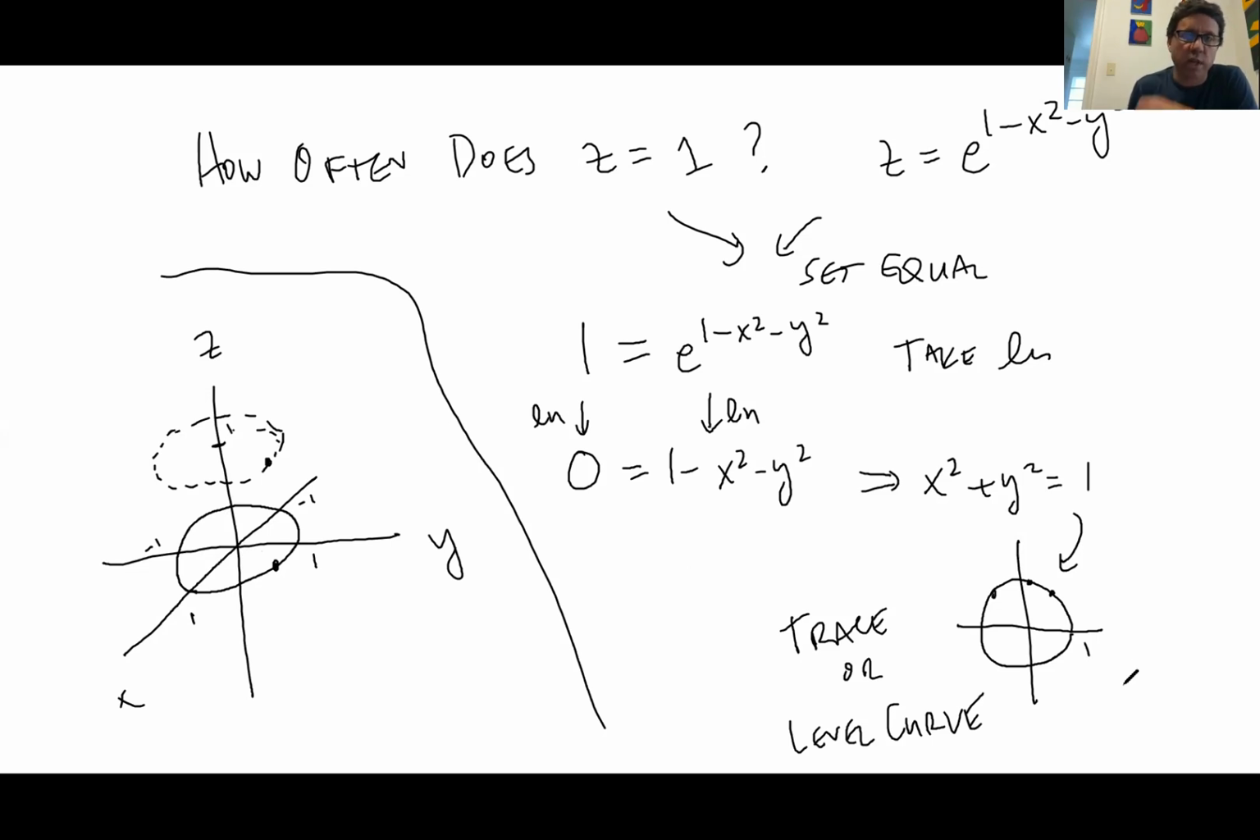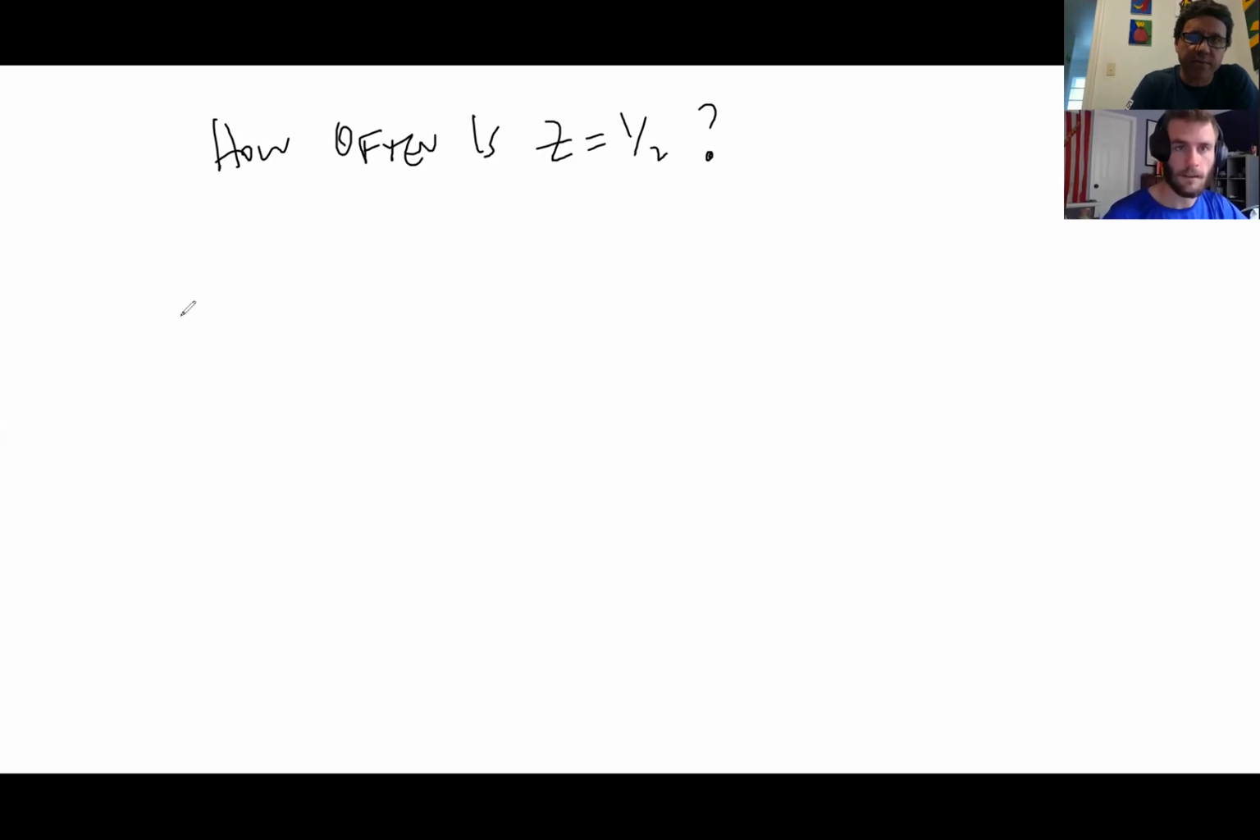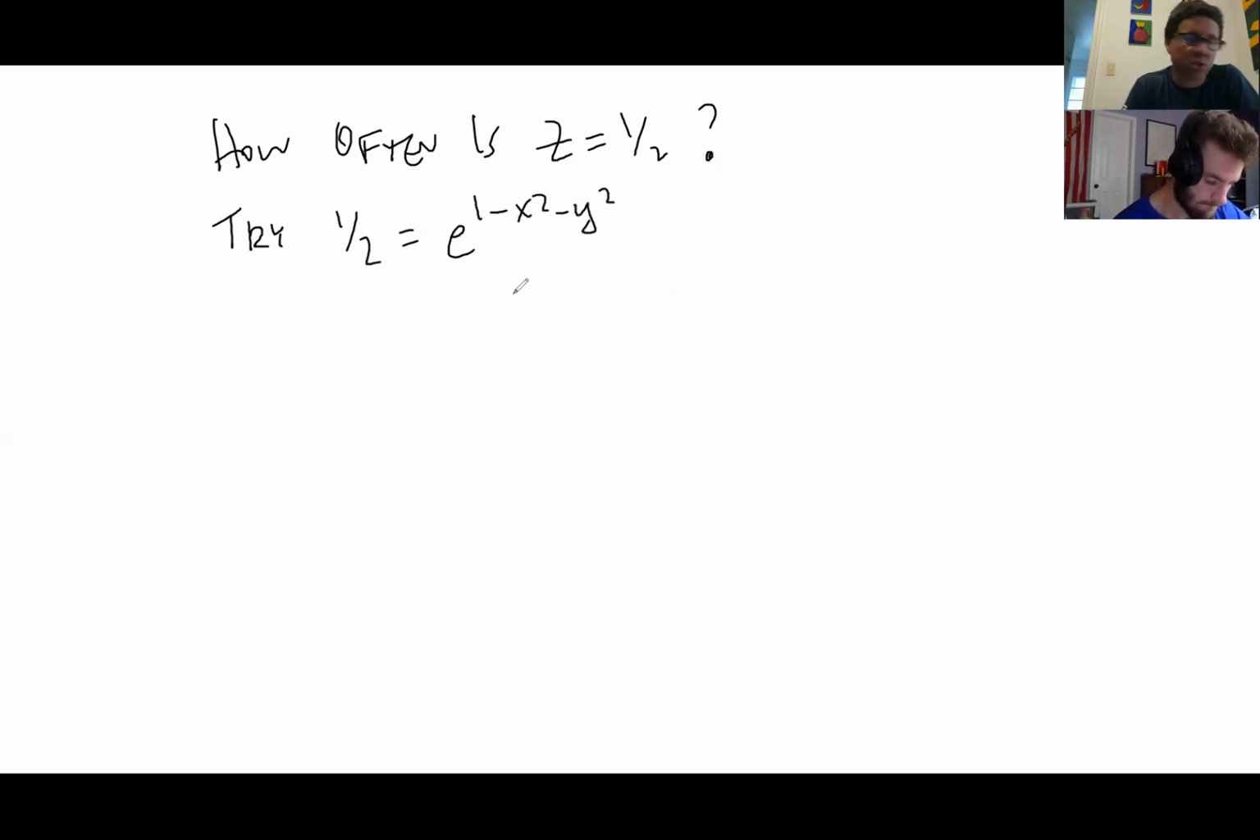Let's try one more of those, and then I'll show you how these things come together. You could ask, how often is z equal to a half? What x and y values can I plug in to get a half? This is just another level, another elevation. So let's just try. 1/2 would be e to the 1 minus x squared minus y squared. And we want to solve that.